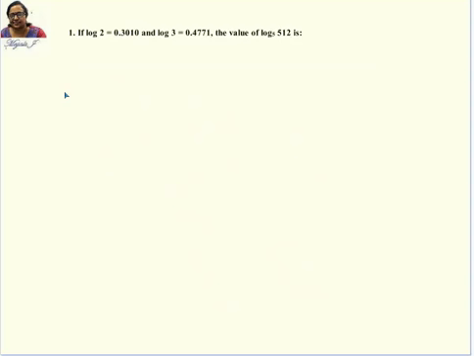You are given log 2 value and log 3 value. What is the value of log 512 to the base 5? The question asks is log 512 and the base is 5. So how will you proceed in this?